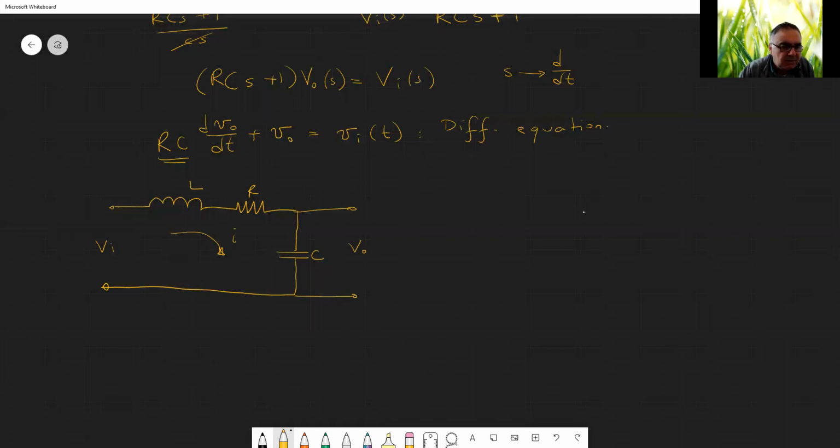Again, KVL gives us the following equation. The voltage input is VI, and the voltage drops are L di/dt plus Ri plus 1 over C integral I dt. Okay. And VO is again 1 over C integral I dt.